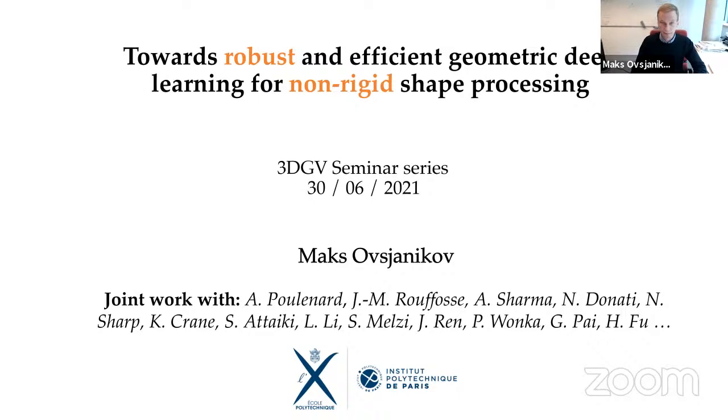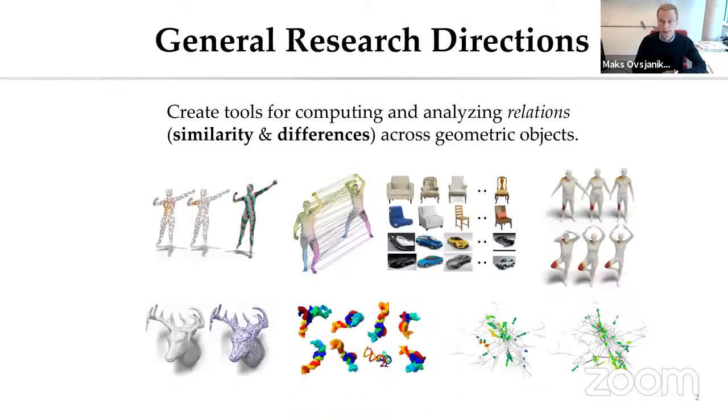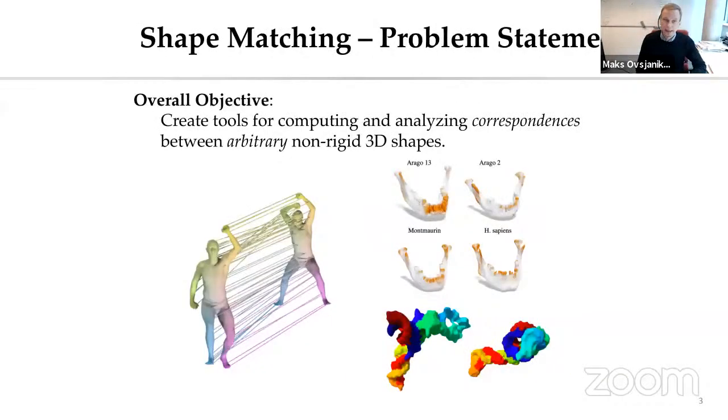As Torsten said, the general research directions in our group are geared towards understanding and analyzing relations such as similarity and differences across geometric objects: point clouds, triangle meshes, even volumetric data. For the rest of my talk, I'll be primarily focusing on one problem, and this is the problem of shape correspondence or shape matching.